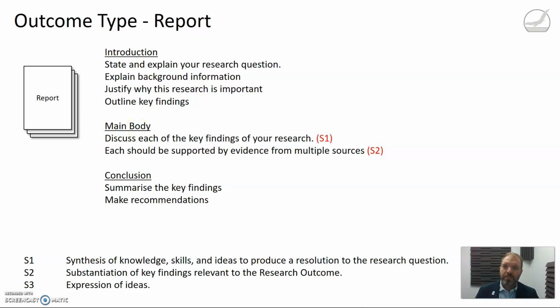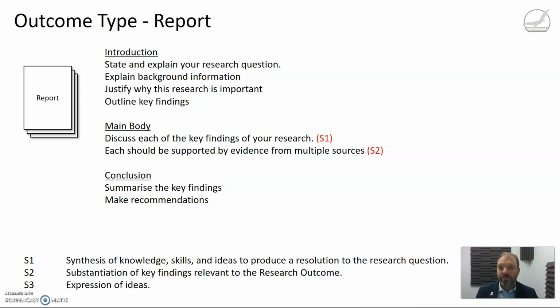So a recommended structure, perhaps, for your report would be to have an introduction where you state and explain your research question, explain background information, justify why that research is important, and outline the key findings. The bulk of your outcome would then be in the main body to have paragraphs which go into those key findings, discuss each of the key findings of your research, and that provides you evidence for S1, synthesis of knowledge, skills, and ideas. You then back that up with supporting evidence from multiple sources, which gives you evidence against S2, substantiation of key findings relevant to the research outcome. And then, like I said, S3 is expression of ideas, and that happens throughout.